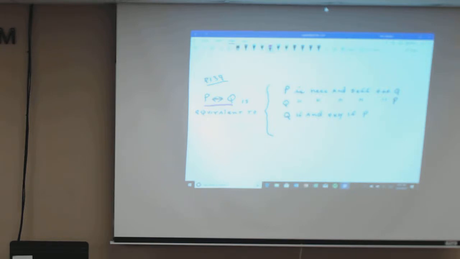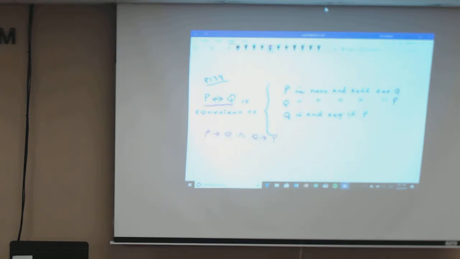P, if and only if Q. You say, what does that mean? What's the difference between saying if P then Q and P if and only if Q? Well, can you see the arrow going both ways? So that's like saying if P then Q and if Q then P. You follow me? That's what if and only if means. It goes both directions.